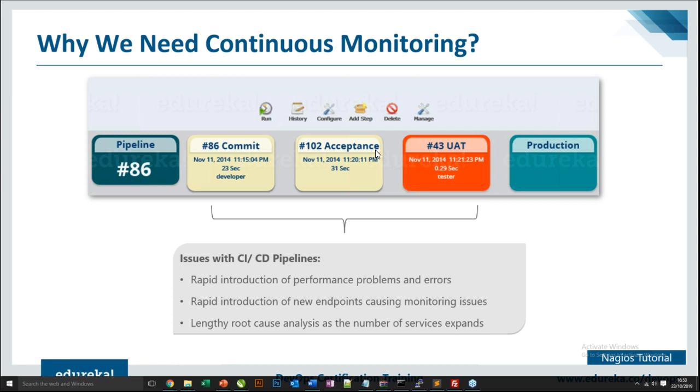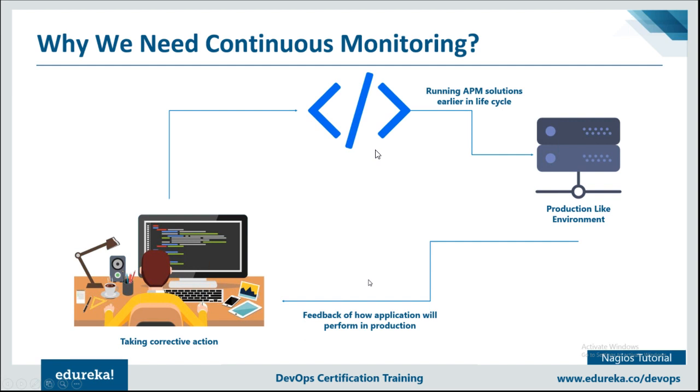And now, as a continuation, why exactly do we need a continuous monitoring tool in place? First of all, if we want to take corrective actions on whatever has been done here, we can run the APM solutions earlier in the life cycle. For example, we had a production-like environment on which we are testing. When we get feedback on how the application will perform on the production server, then if it is good, we can simply launch it as a developer, or if some changes need to be incorporated, we can do that easily, because that's part of the monitoring, right? We can also fetch the reports: what has functioned well, what has not, what the reason was, and how we can improve it further.